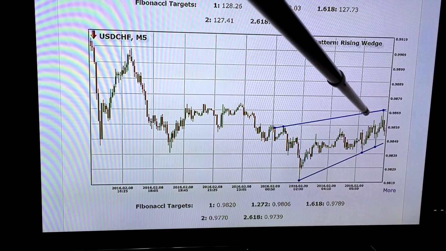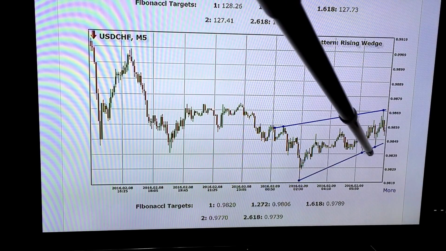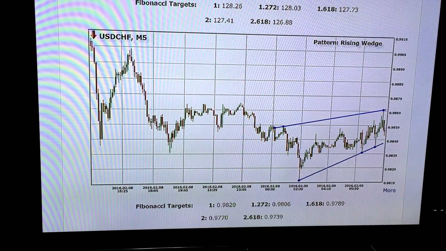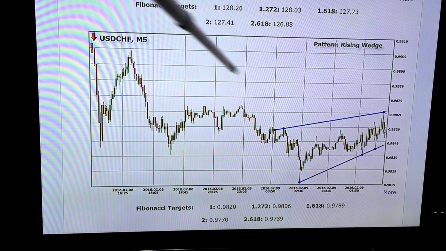And what is going to happen here is that for us to take a selling position, I have to wait for this wedge to close its mouth, to squeeze, to fold up. When it folds up, I'm ready to sell. Then I'm ready to make profit.